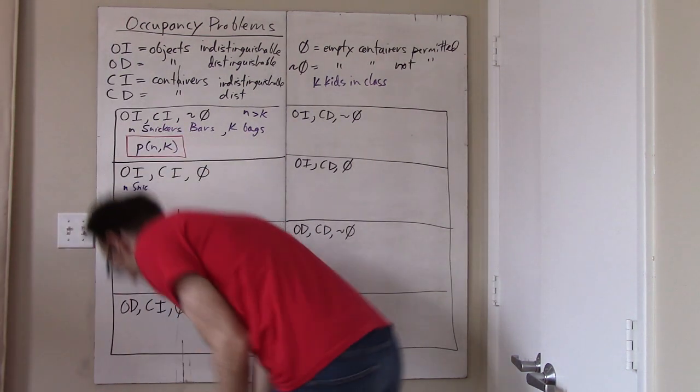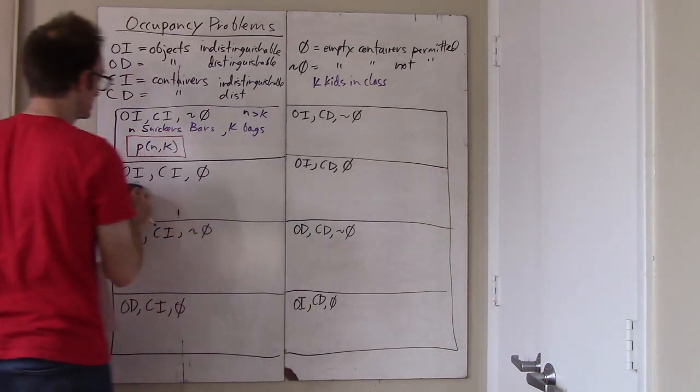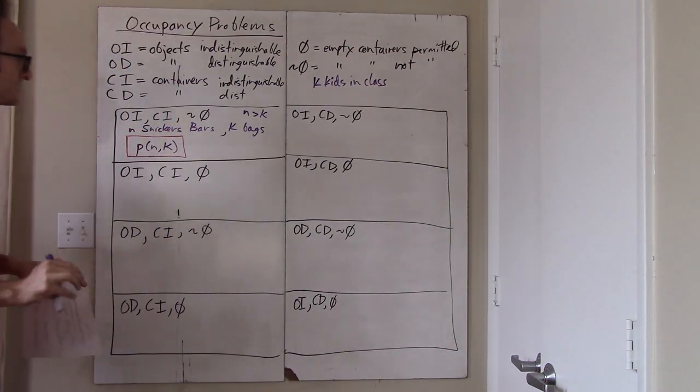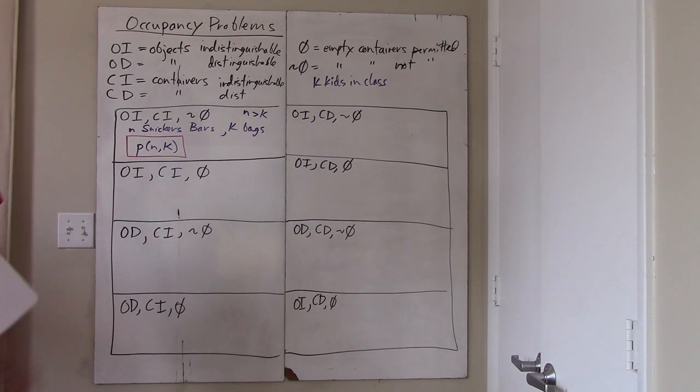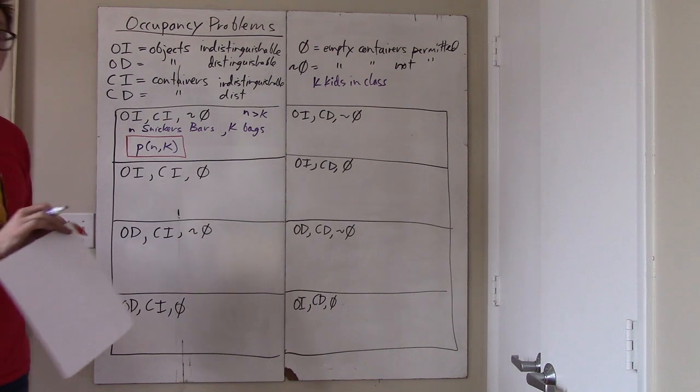I'm not going to keep rewriting this every time. You really need to look on the paper. But now we are allowing a touch of extra cruelty. Now empty containers are allowed. So it's possible that as the cafeteria worker, you could just choose to put no Snickers bars in one of the bags. The kid just gets an empty bag.